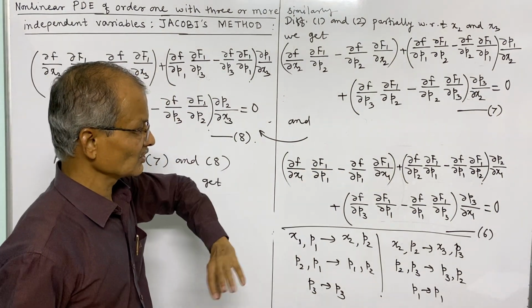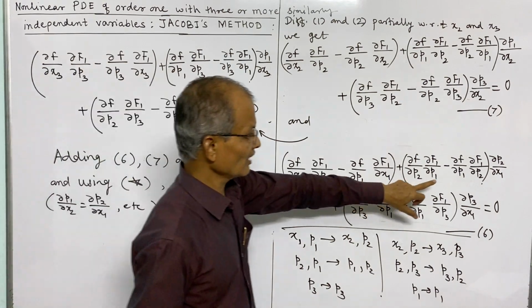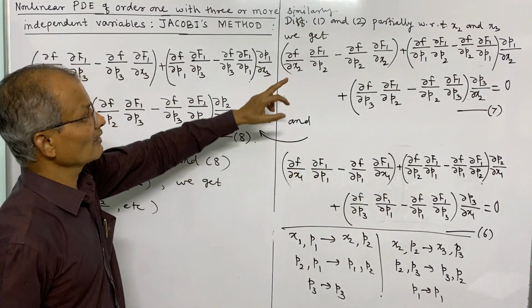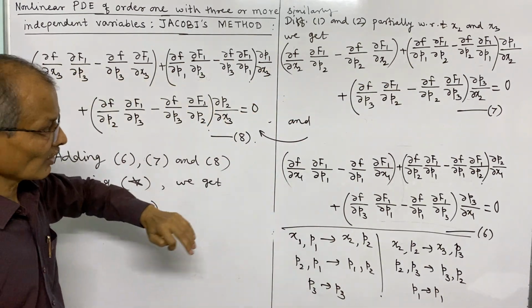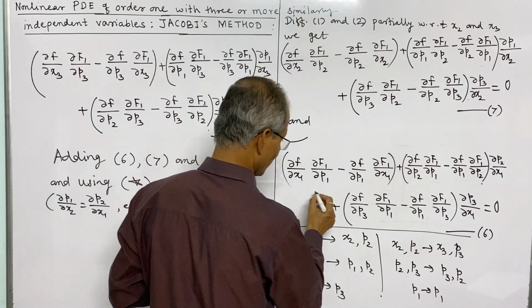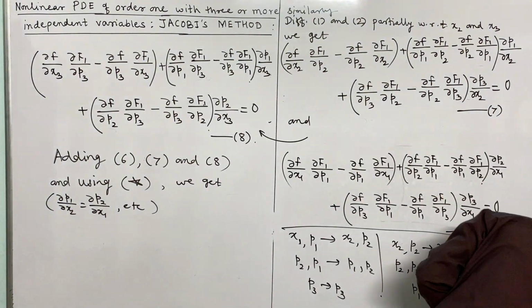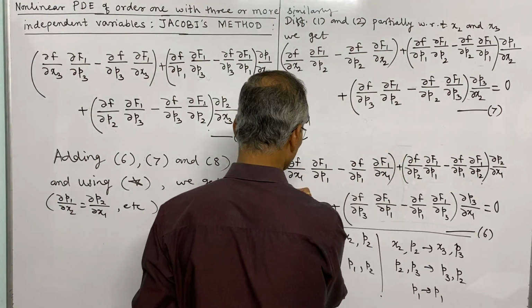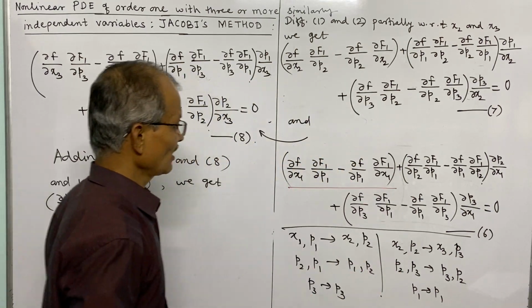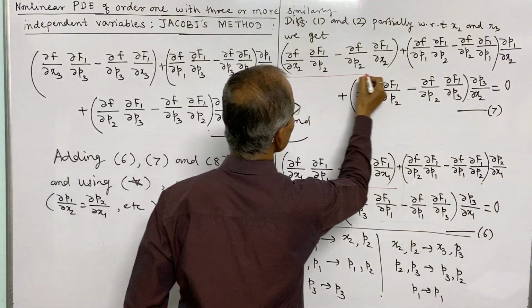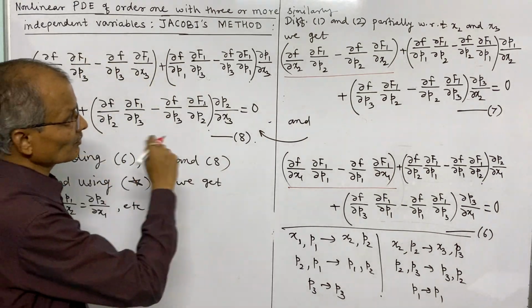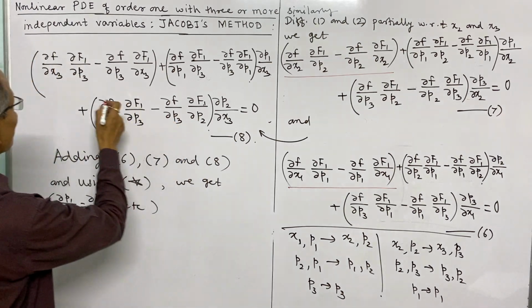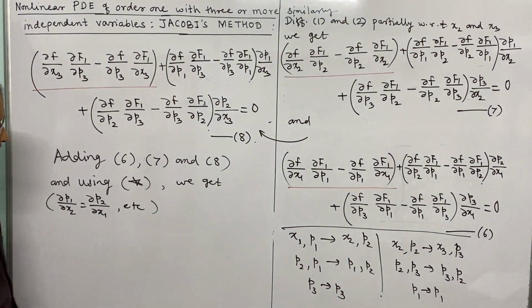First, there are 3 terms in each equation. First bracket, second, third. And here also first, second and third, and so on. So in addition, we will add these terms. That means the first term from the sixth equation, then the second term from the 7th equation, and the first term from the 7th equation and first term from the 8th equation, these terms will get added.